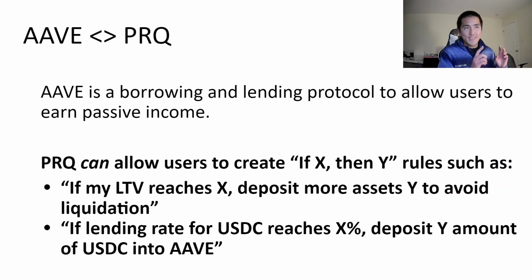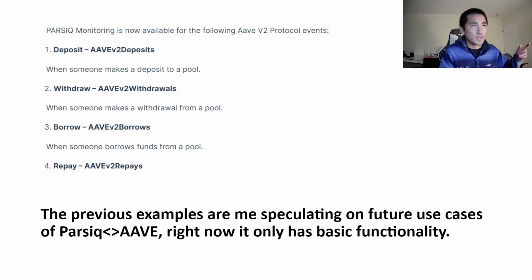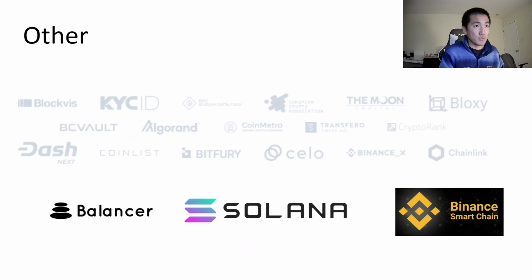And notice I said "can allow" because these features are not available yet. What was announced are really simple notification tools, like notify me when someone deposits, withdraws, borrows, or repays. So I'm just speculating on the future use cases. But this Parsiq AAVE partnership was pretty recent, and I'm just speculating that, oh my god, Parsiq's smart triggers can allow for so many things. And it's one of the reasons I think it's so undervalued by the market right now, because these partnerships and these crazy smart triggers are just being built out.